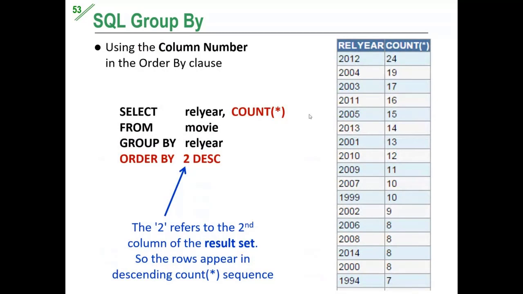Sometimes we can put the column number as well. If the expression is a bit long, we can use the column number for ordering. Like here, order by 2 descending, where 2 means the second column. That's also okay.